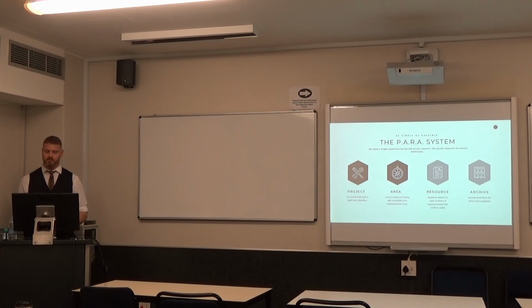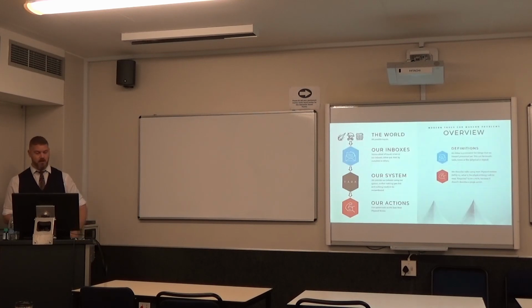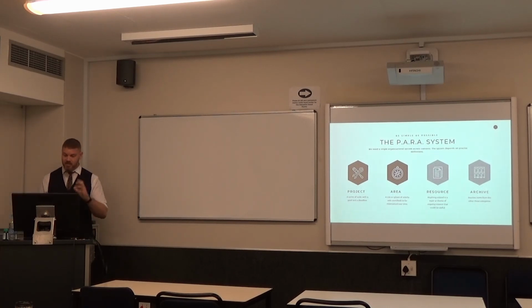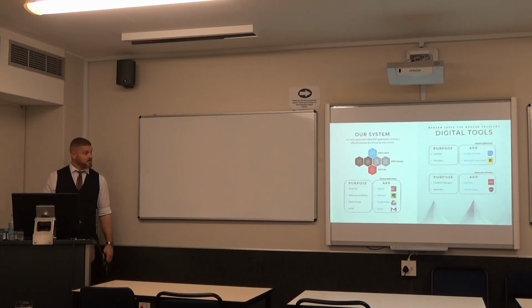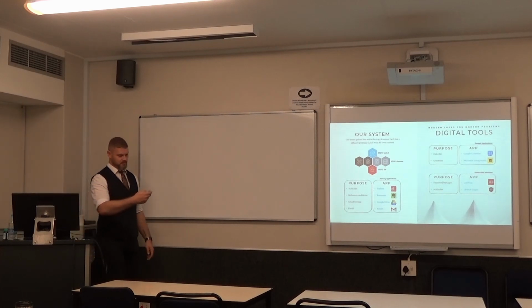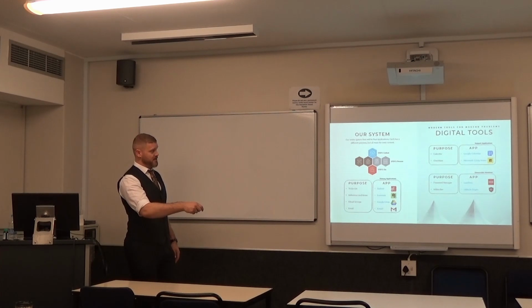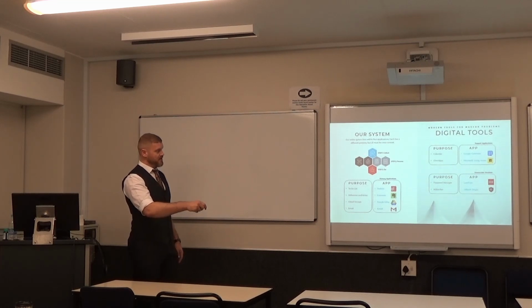So, we've covered our abstract model for our system, we've covered what the PARA system actually is, now we're going to talk about the actual software applications we're going to use to implement this whole thing. Our system has a step right here at the top, using our inbox symbol for collect. Step 2 is process. Things move from our inboxes across into projects, areas, resources, and archives. And then finally, the system gives rise to actionable things to do.